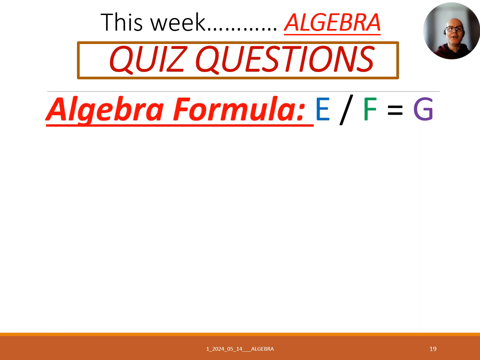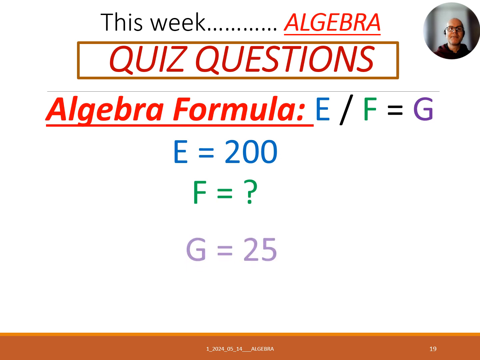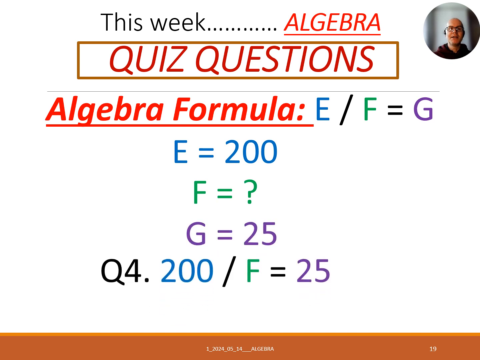Question 4. E divided by F equals G. Here's our numbers. E equals 200. F equals what we're trying to work out. And G equals 25. Substitute the numbers in.